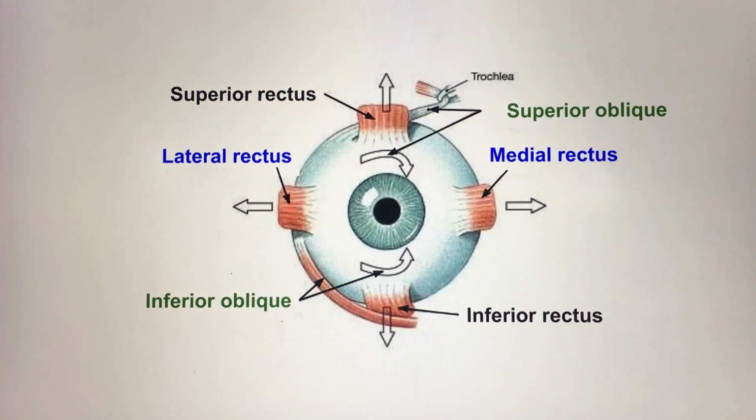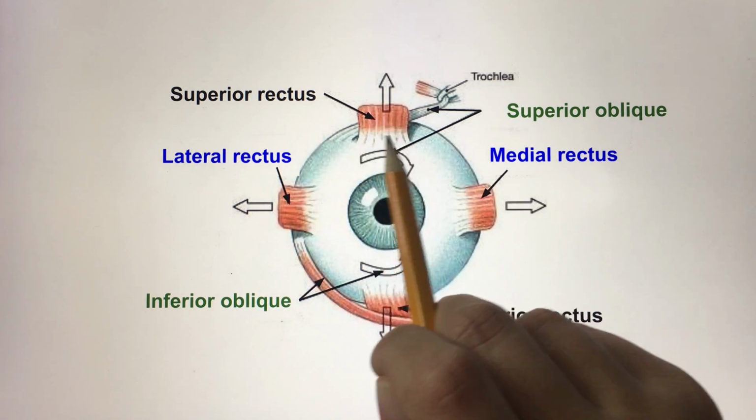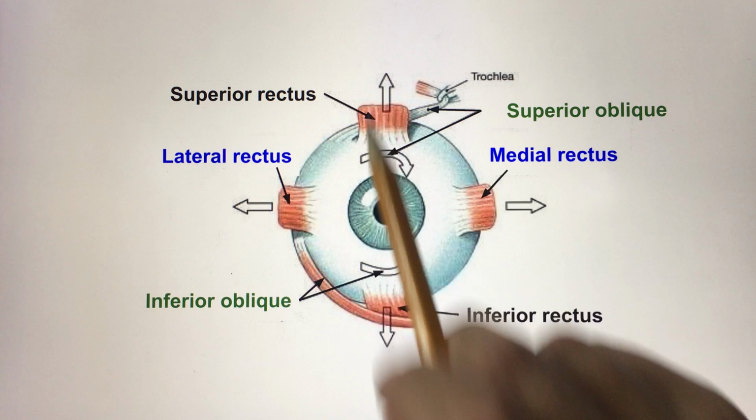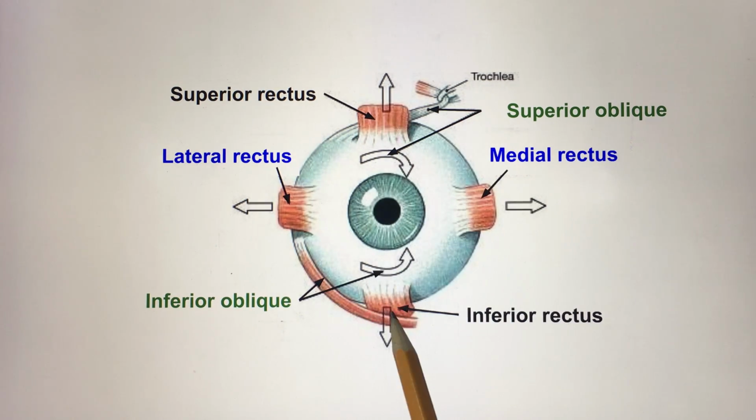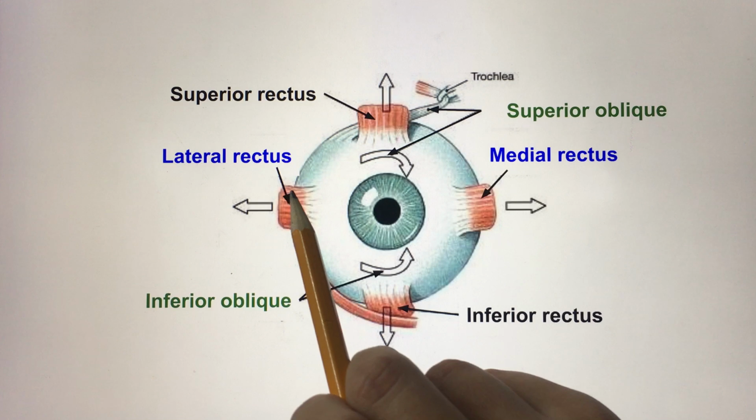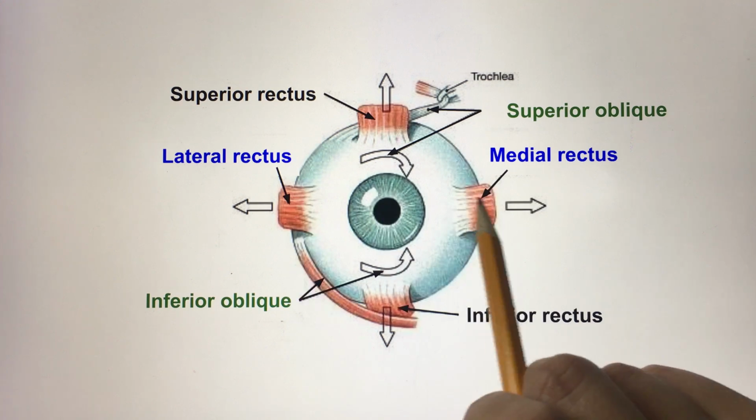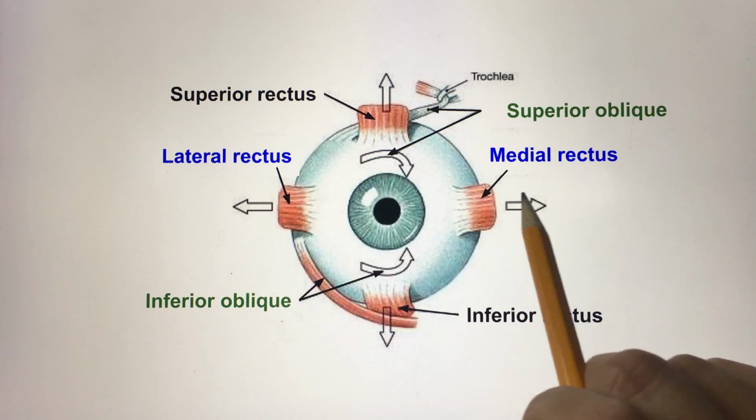So here's the summary of all of the eye muscles. Superior rectus muscle, moving our eyes up. Inferior rectus muscle moves our eyes down. Lateral rectus muscle and medial rectus muscle move our eyes to the sides.